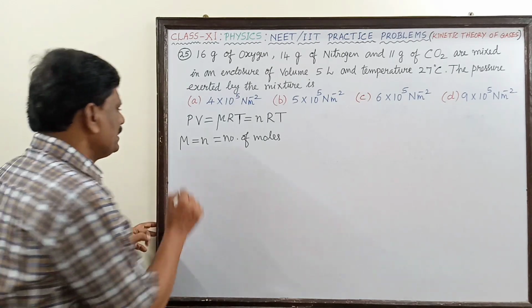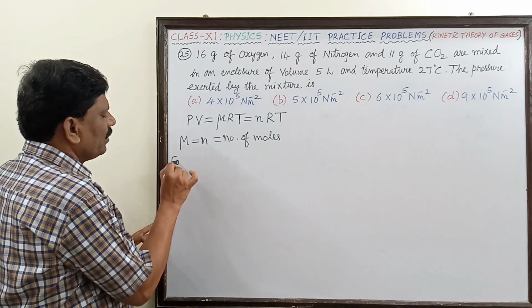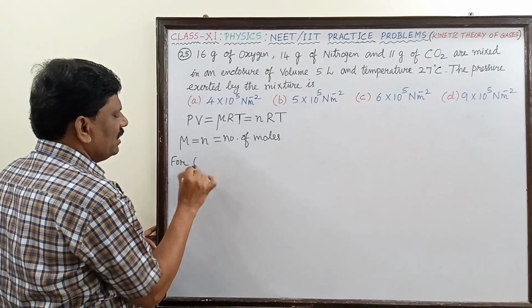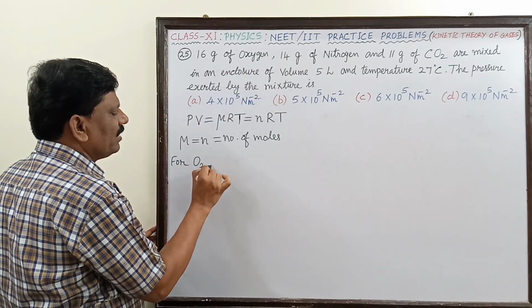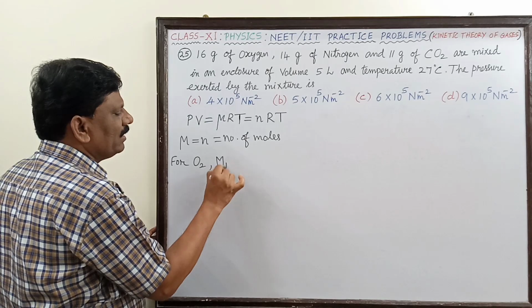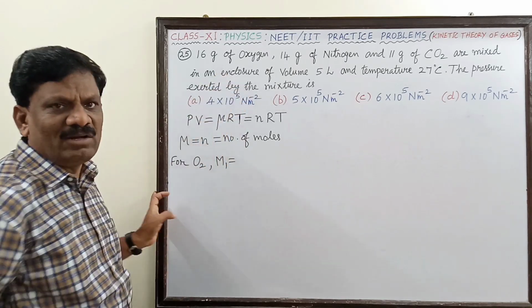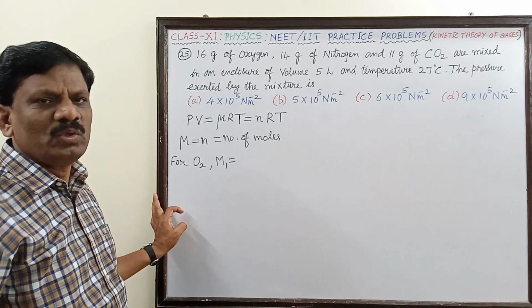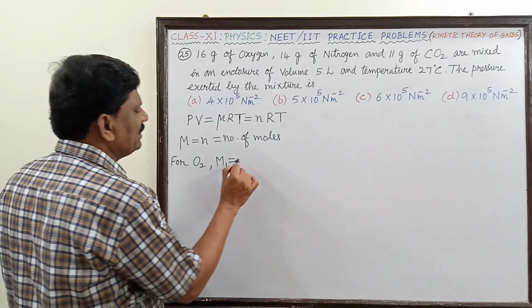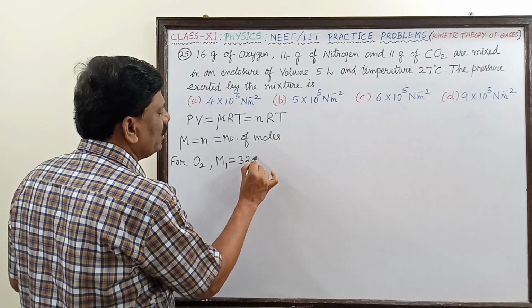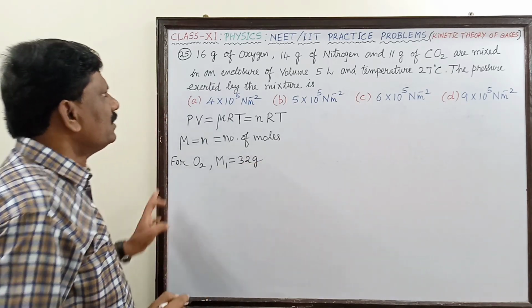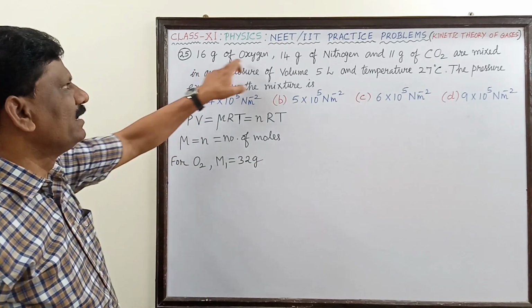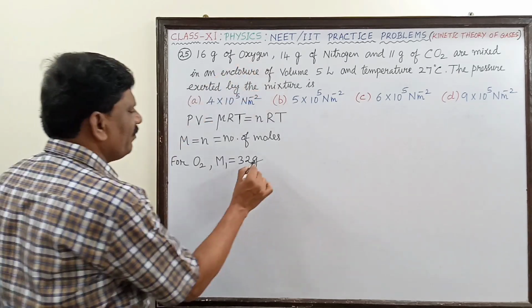Now first for the first gas, that is oxygen. For oxygen, the molar mass. Oxygen is diatomic, is it not? 16 into 2 is 32 gram. So for oxygen, M1 is equal to 32 gram. But here only 16 gram of oxygen is given. This is for 1 mole.